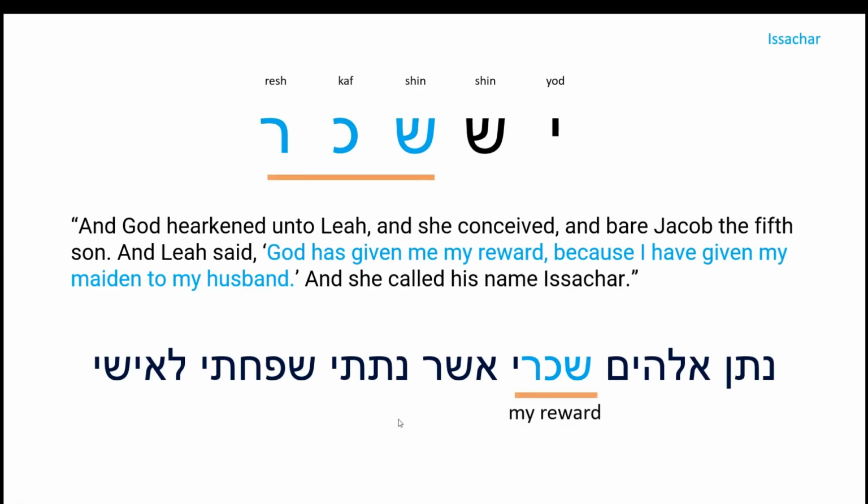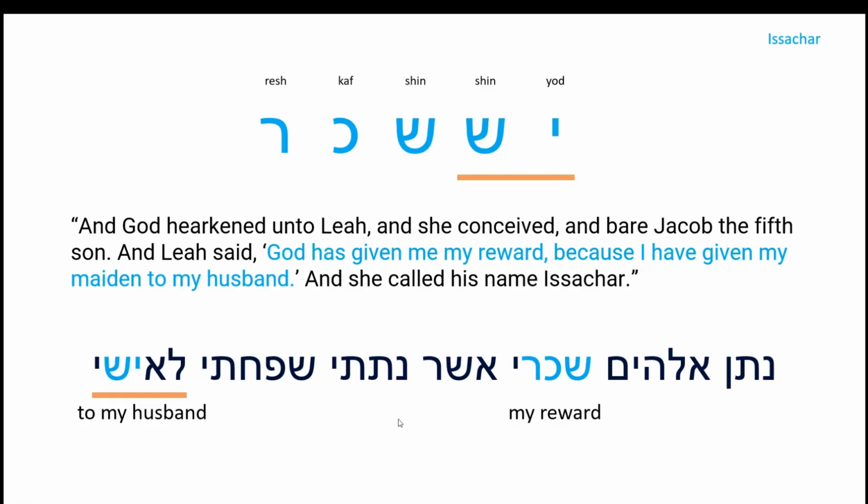And it's got the sheen, the kaf, and the resh. The root word here is shakar, and it's the same word that Father uses when he tells Abraham, I'm a shield to you, and your exceedingly great reward. So sometimes you'll see this verse translated as God has given me my wages, but it's not really appropriate here, so we've gone with my reward.